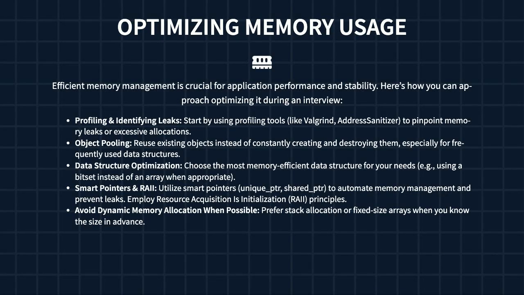Okay, so let's talk about optimizing memory, a really important area for any software developer. The first step is always to figure out where your app is using too much memory. We do this by using profiling tools that can help us spot leaks and see exactly what's consuming the most space. Then we can think about strategies like object pooling, which means reusing objects instead of constantly making new ones. Selecting the right data structures, like using a bitset if you only need to store flags, also makes a big difference. And don't forget smart pointers and RAII. These help us manage memory automatically and prevent those pesky leaks.